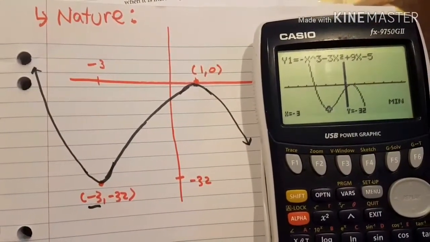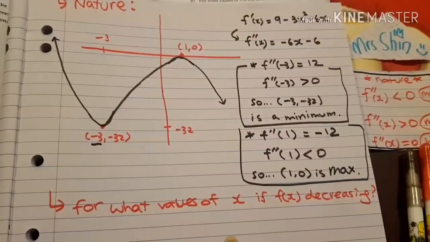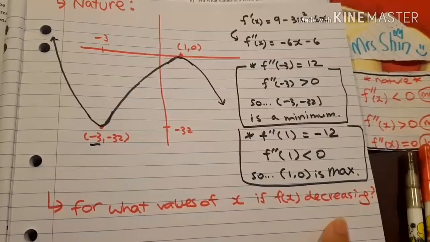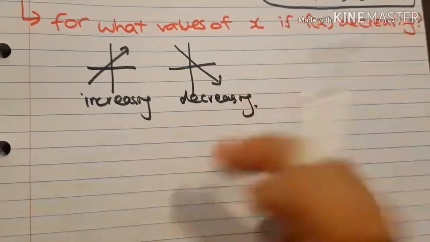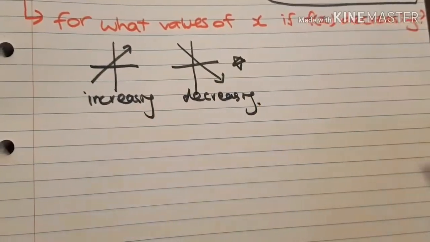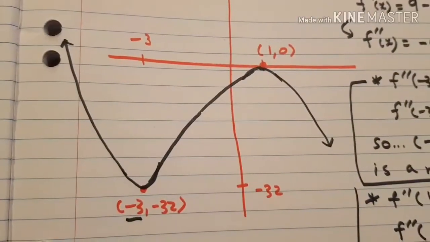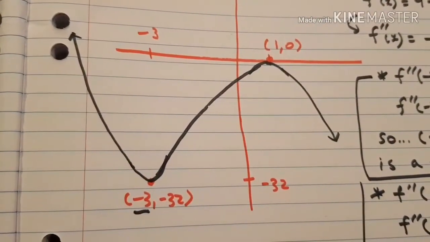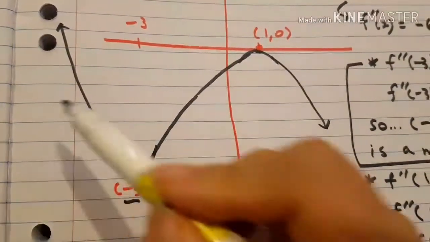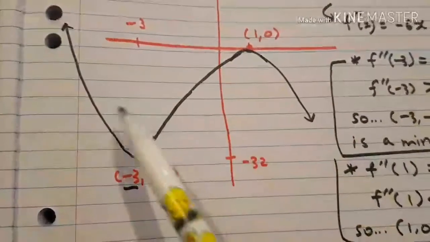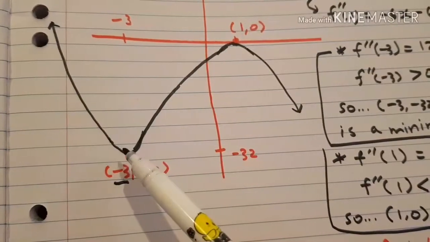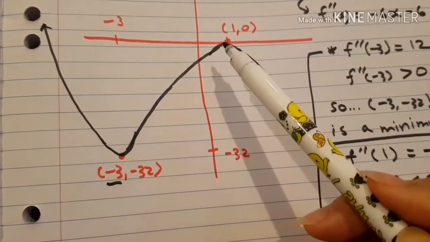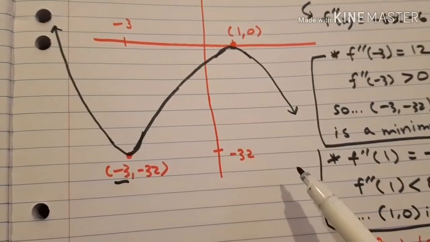whether maximum, minimum, or inflection point. Now it's asking for what values of x is f(x) decreasing. Remember, going up is an increasing function, going down is a decreasing function. So it's asking decreasing. It's going down. So have a look, which part of the graph is decreasing? This part is going down, down, down. From there to there is a decreasing function. Going up, then back down.